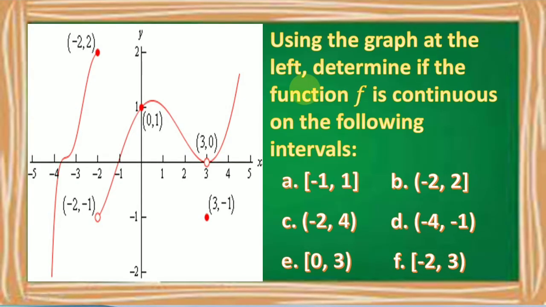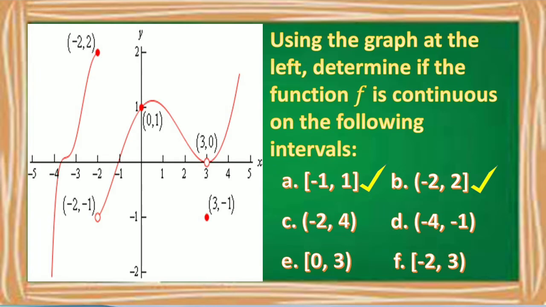Using the graph at the left, determine if the function f is continuous on the following intervals. Let's have letter A. The interval is from -1 to 1. It's a check because the graph is continuous on this interval. Let's have letter B. The interval is from greater than -2 to 2. Another check because the graph is also continuous on this interval.